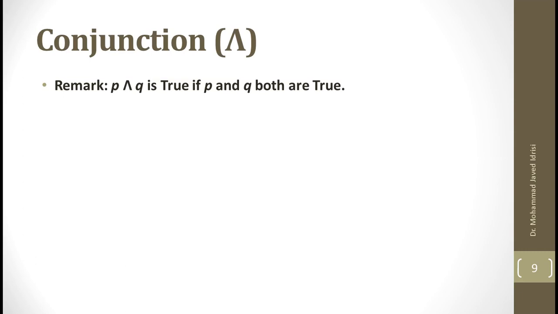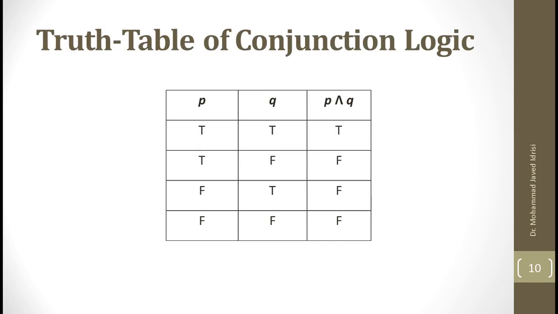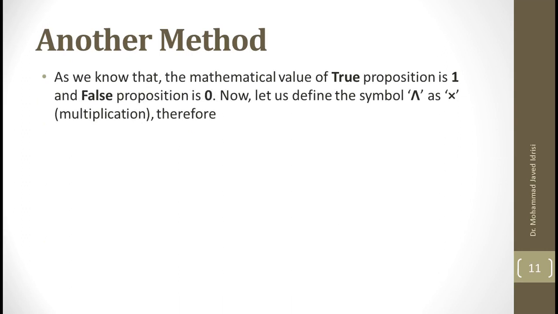So we can say that the conjunction of P and Q is true if both P and Q are true. This is the truth table of conjunction logic. We can find the truth table using another method.